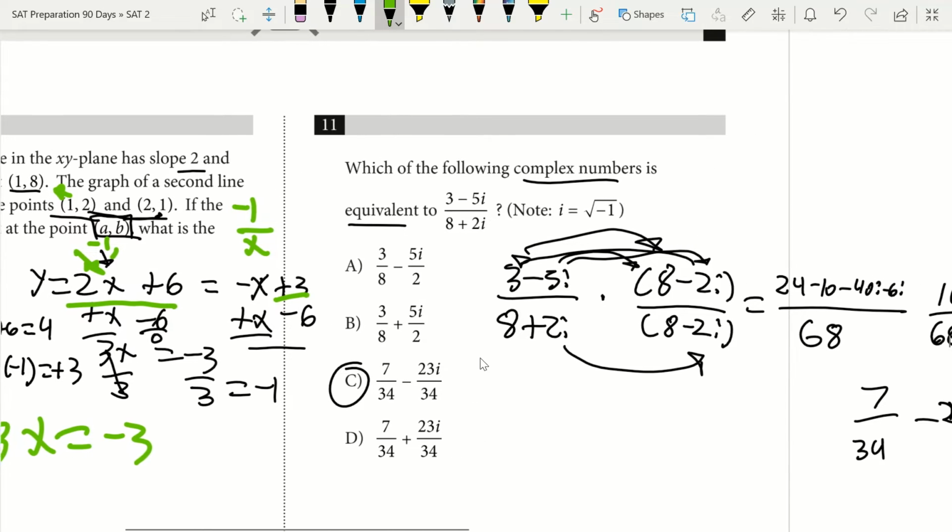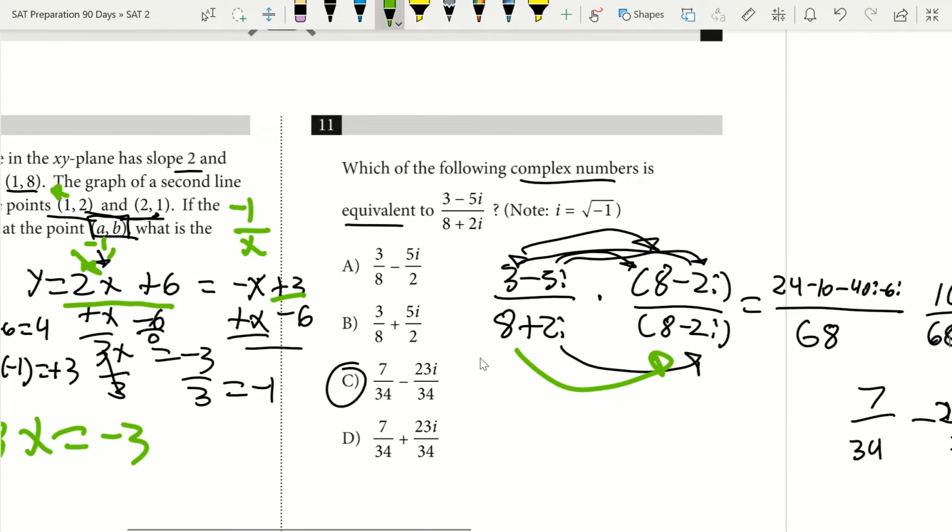Number 11. Multiplying by complex conjugate. I see that I did that. When I did that, I see I get 8 times 8, 64, and then plus 2 times -2i. I know that's going to end up giving me plus 4. 68 is correct there. Up top, I got 3 times 8. That's 24. Then I've got -5i times -2i. That's going to give me positive 10i squared, which is going to be -10. That's correct.